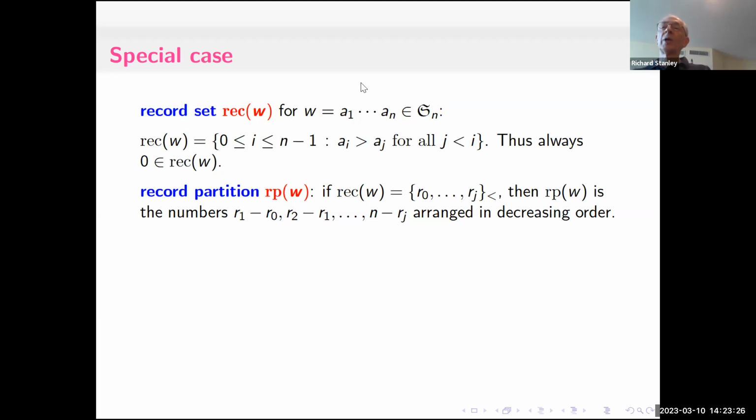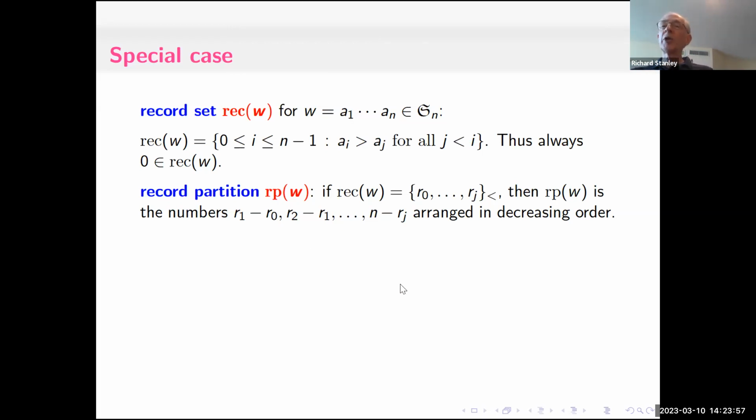We think of a record as an element larger than any other. We read the permutation from left to right and see when we set a new record, when we find a new element larger than any previous one. So the record set is defined to be those indices i for which a_i is greater than a_j for all j less than i. And sort of vacuously, 0 is always considered to be in the record set.